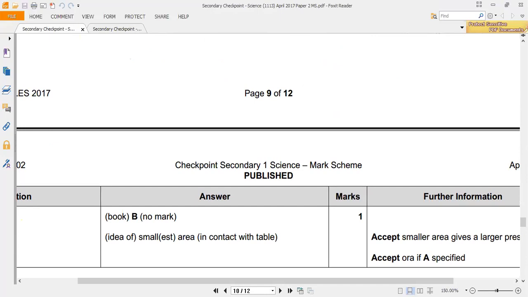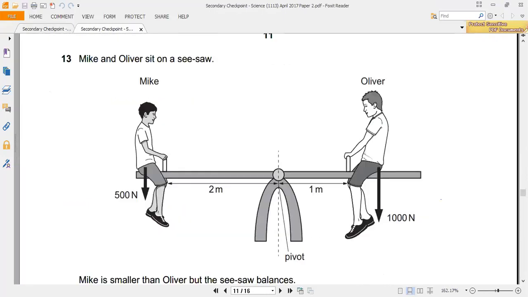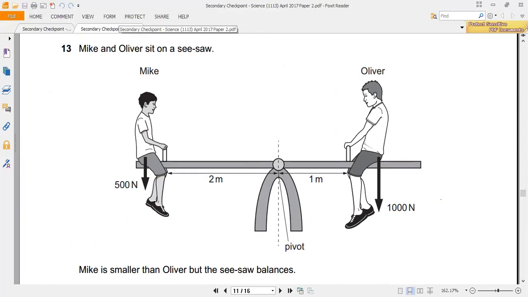Back to our question. Here is a pivot. Mike is smaller than Oliver in the seesaw balance. This is very important. By the way, we have here two forces, and we have an articulation called a pivot or fulcrum. The kinds of levers, you can study them from the book. They are very easy and do not take a lot of time to be taught, but I'm talking here about the momentum, or the moment.